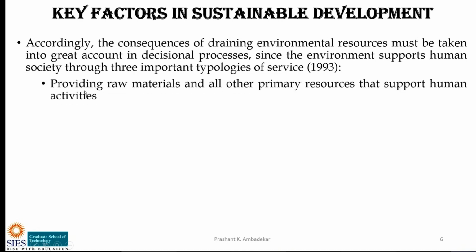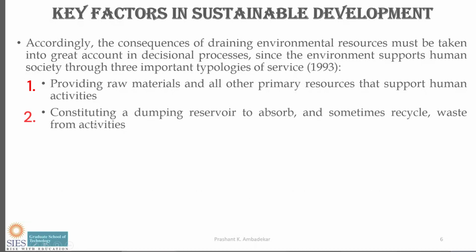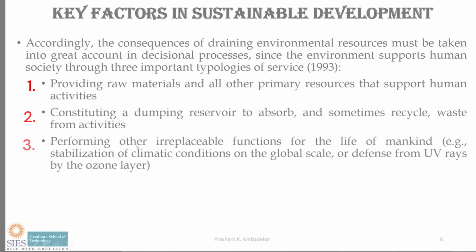What are those three types? Environment is providing raw material and all other primary resources that support human activities. It is constituting a dumping reservoir to absorb and sometimes recycle the waste from activities. And the third is performing other irreplaceable functions for the life of mankind. Example, stabilizing of climate conditions on the global scale or defense from UV rays by the ozone layer and so on.